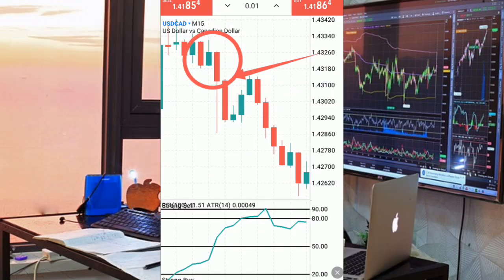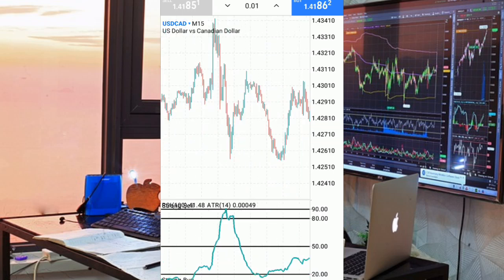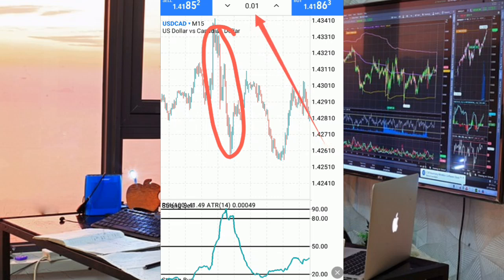Once it hits the 80 line level, what we are going to do next is to look for a bearish engulfing candle or consecutive bearish candles on the chart, and that way you will know that you are about to make some profits. So once you make those profits, remember our key point is increasing the lot size when we are talking about scalping. So you just increase the lot size and you are good to go.